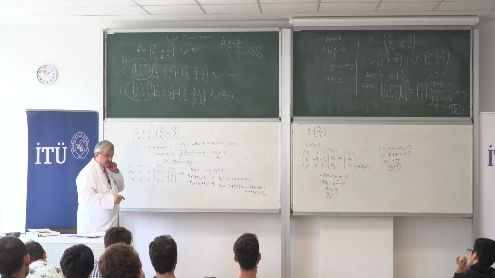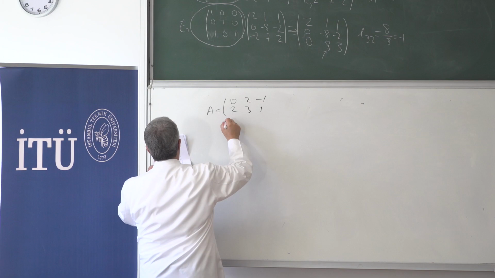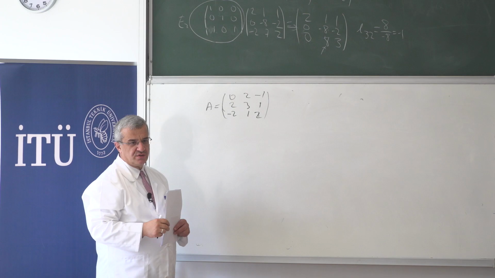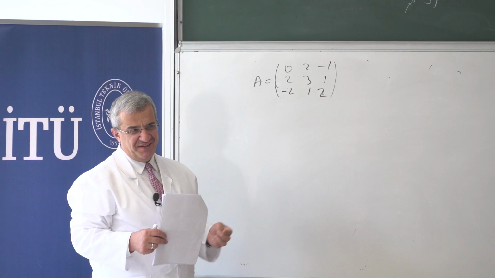Okay? Let's say you have A is equal to 0, 2, minus 1, 2, 3, 1, minus 2, 1, 2. So I want to do LU decomposition on this. Can I do that? What is my first multiplier? So what is L21? It is 2 divided by 0. So I'm stuck.